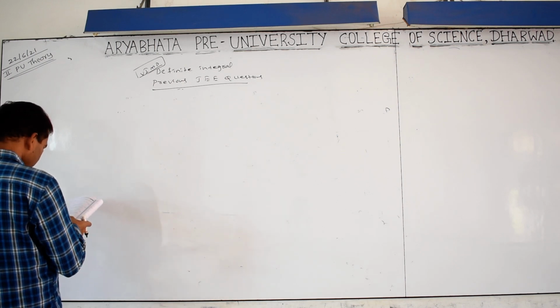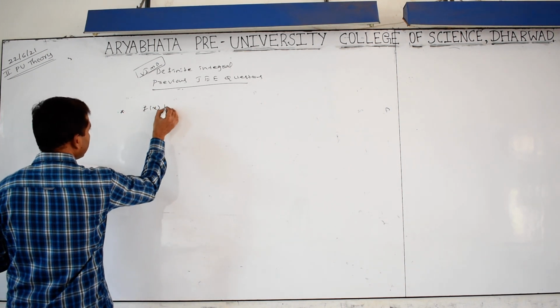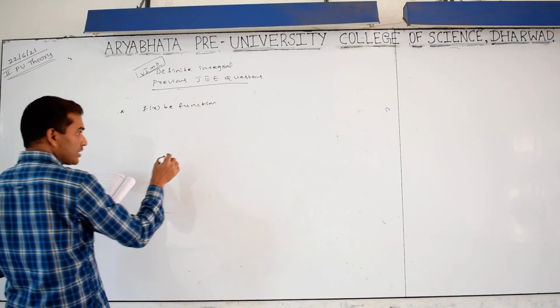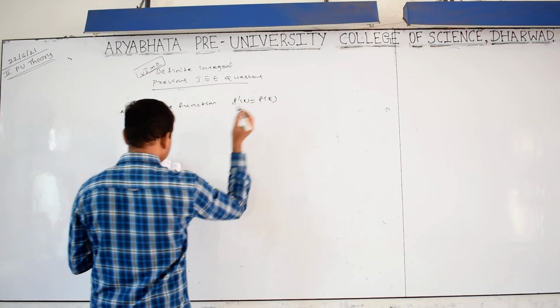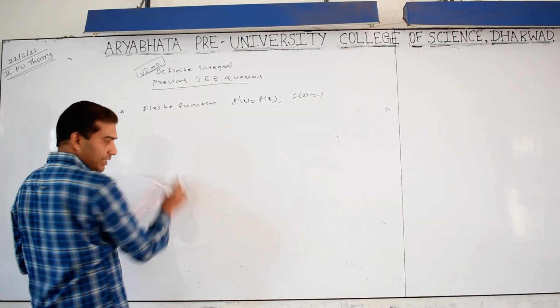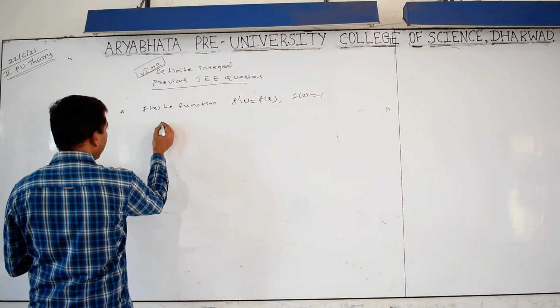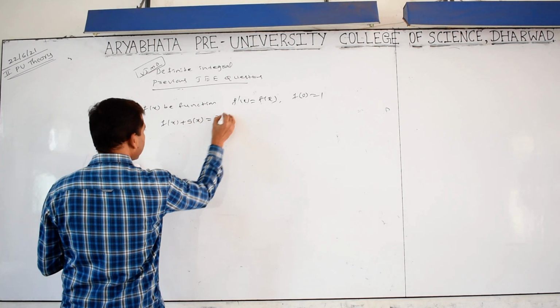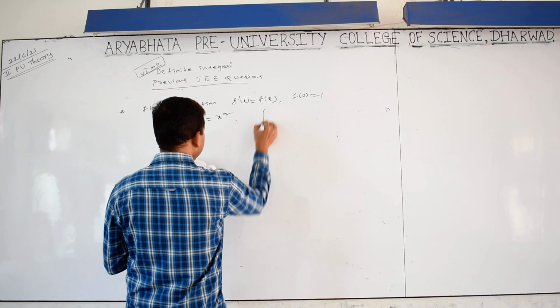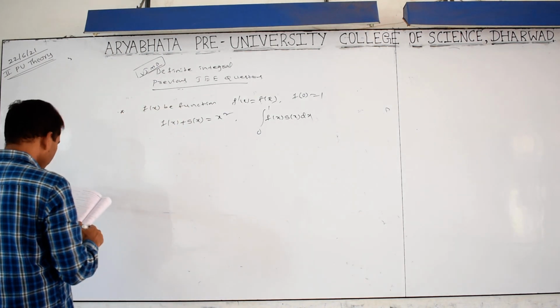Next, 2003 question it is. If f of x is a function satisfying f dash x equal to f of x, with f of 0 equal to 1, and g of x is a function satisfying f of x plus g of x equal to x square, then the value of the integration of 0 to 1 f of x into g of x dx equal to. Okay, options are given here.